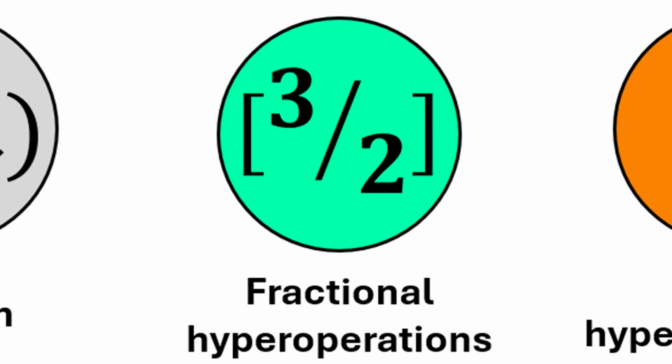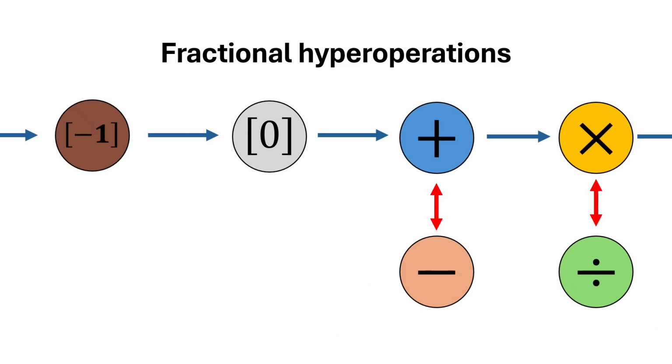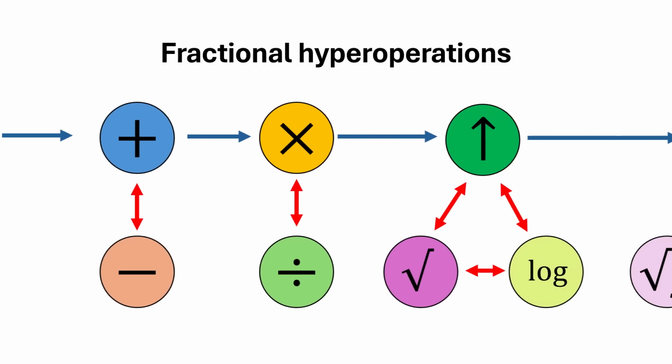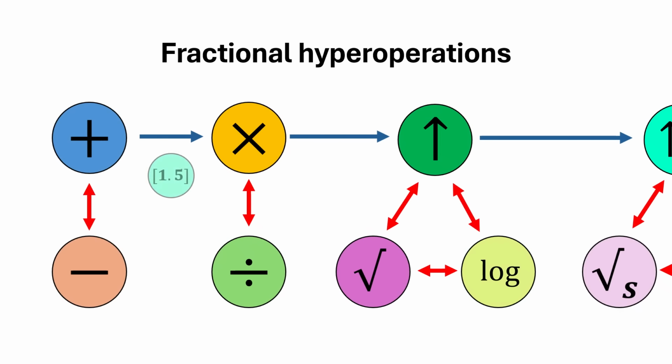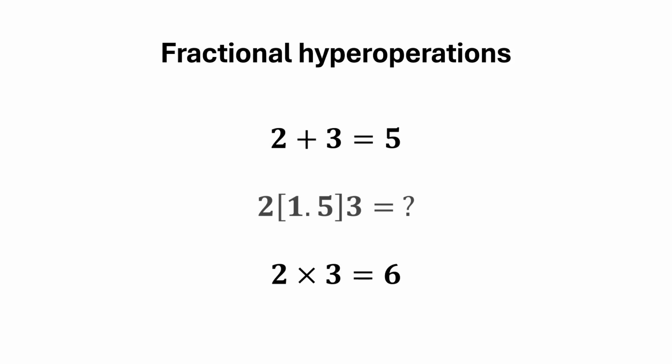Fractional hyperoperations. We already tried generalizing hyperoperations to less than 1 levels, which didn't go very well. But what happens if we try to generalize it to fractional values? If 2 plus 3 is 5 and 2 times 3 is 6, what's the result of the operation right in the middle of these two? Can we define hyperoperations at any real number level?